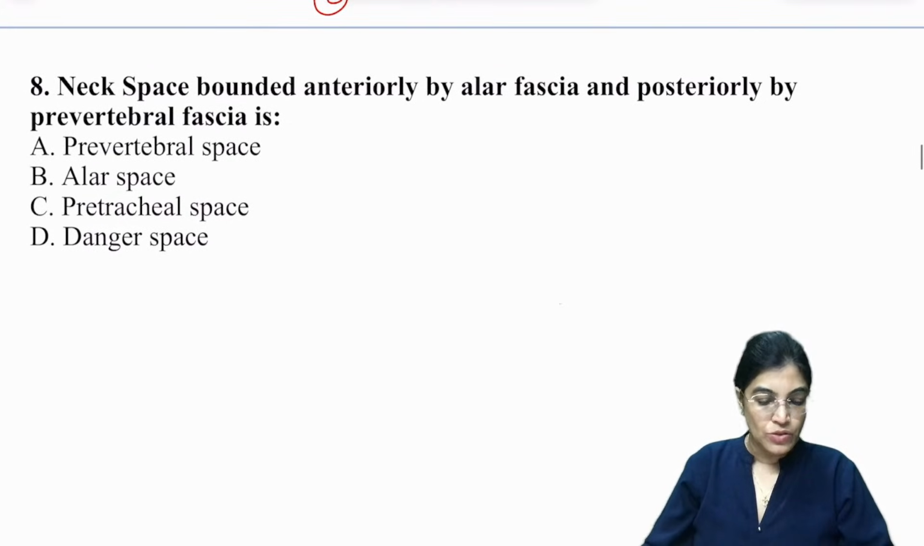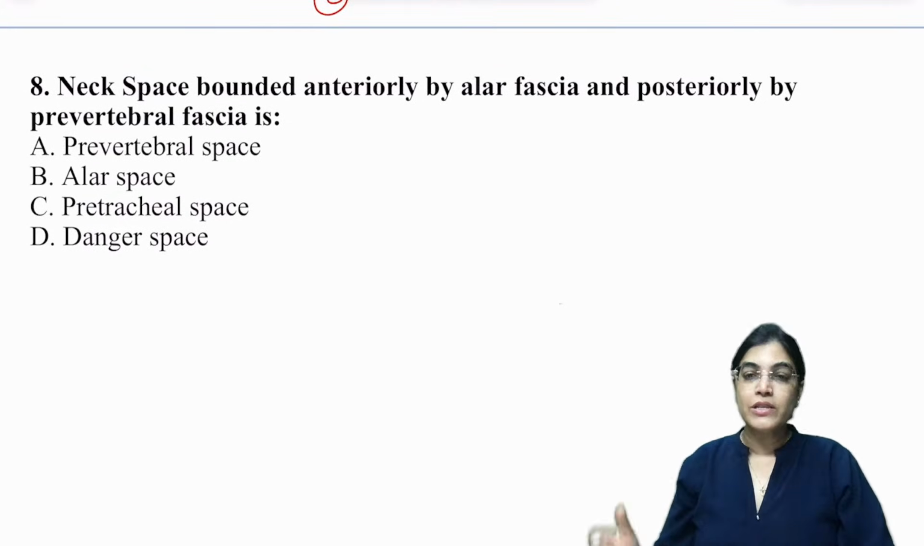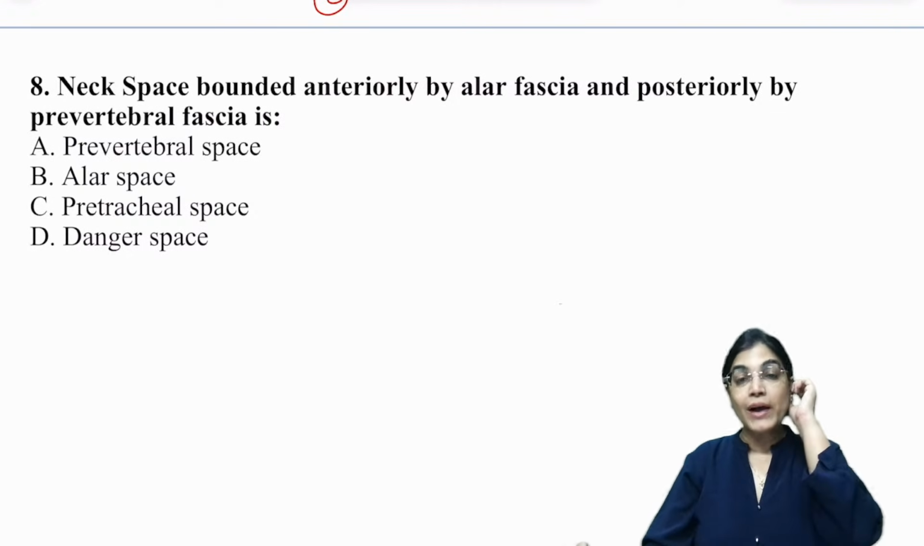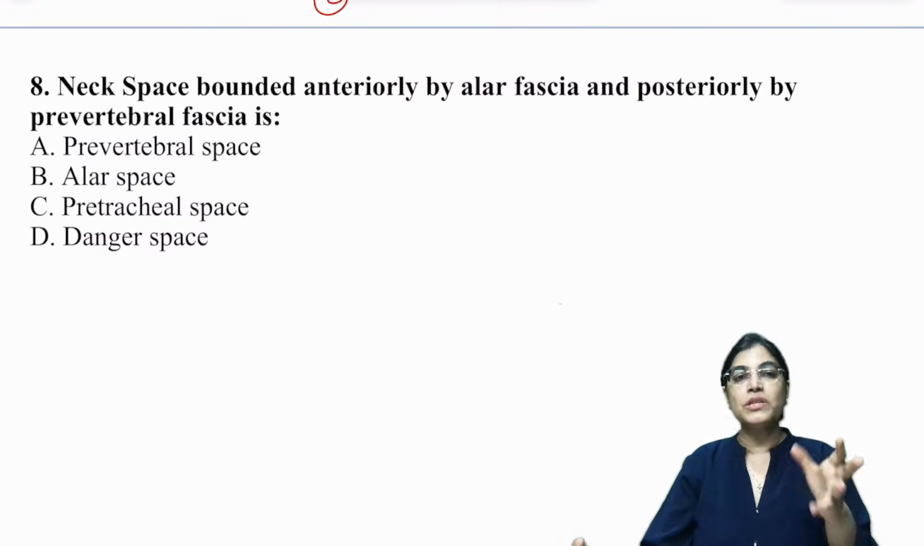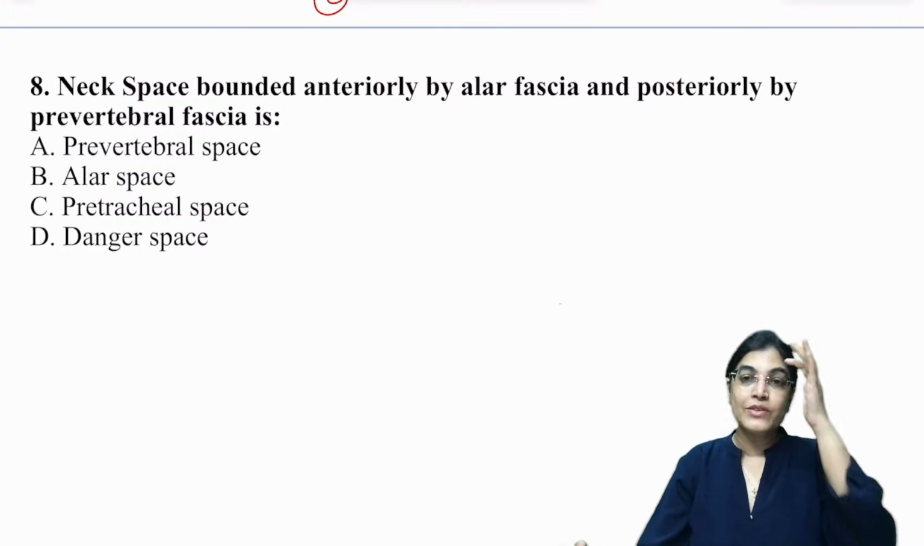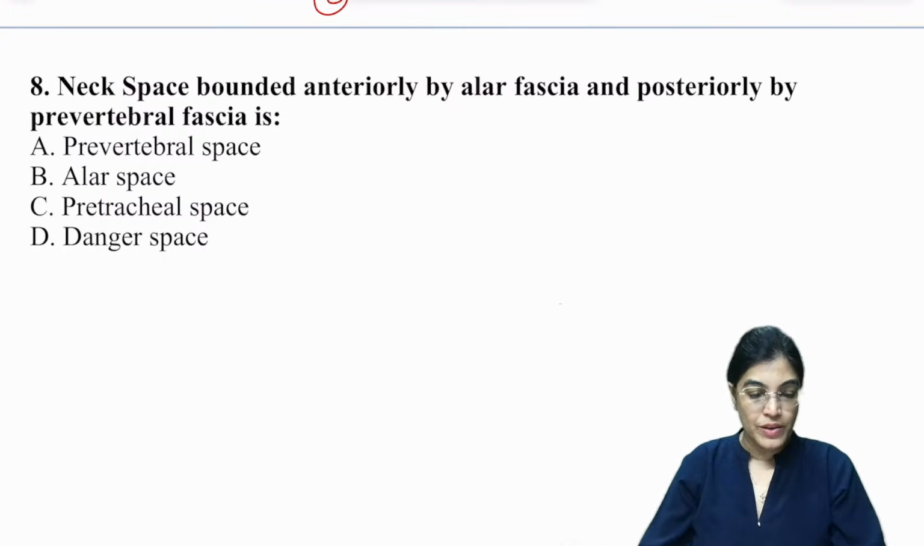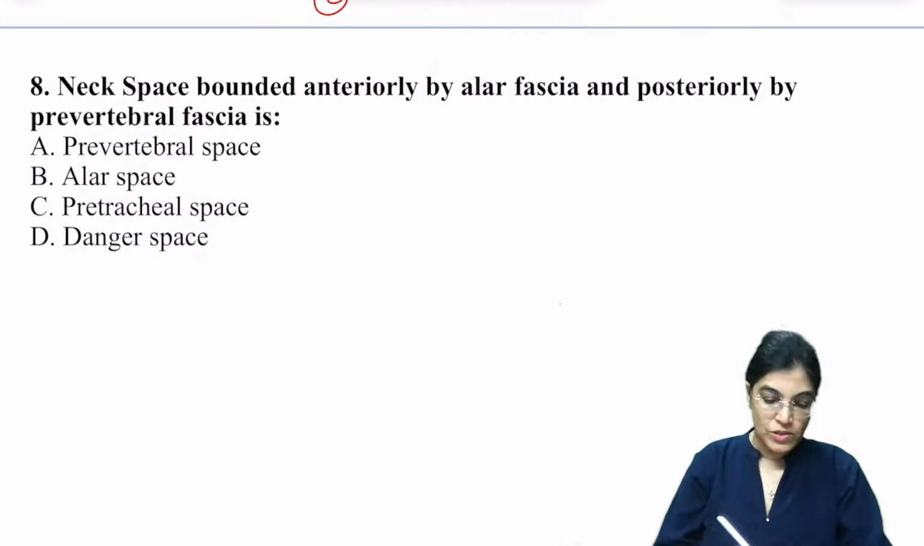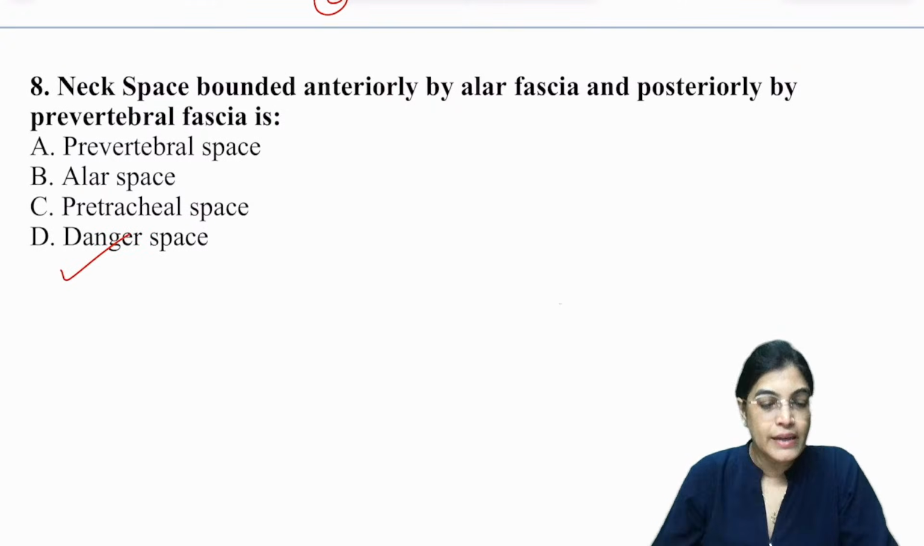Now coming to the next, you have to know the location of the danger space of the neck. In this question, the neck space is bounded anteriorly by alar fascia and posteriorly by prevertebral fascia. So that is very important for you to know. You can mark the correct answer. There are two important things which you have to mark: prevertebral space, alar space, danger space. The right answer is danger space.